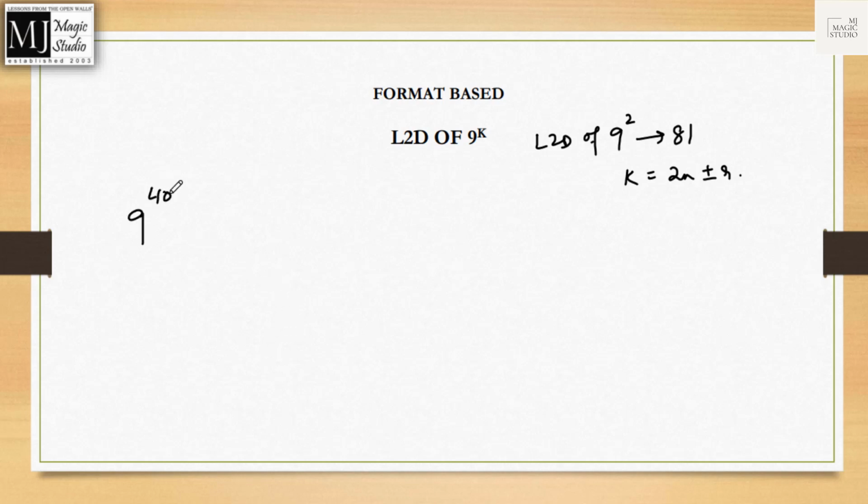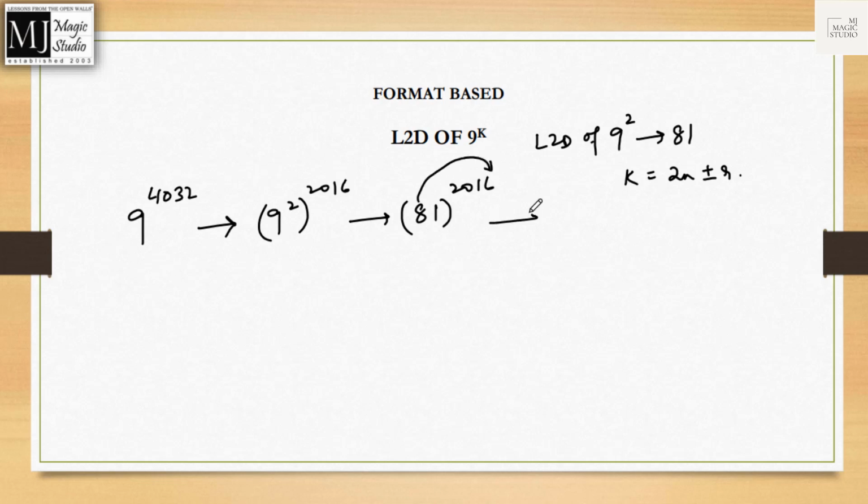Let's check some examples. 9 to the power 4032. We are looking for the last two digits. So this will be 9 to the power 2 to the power 2016. So this will be last two digits of 9 square, 81 to the power 2016. 8 into 6 is 48. Last digit is 8 and then 1. So last two digits of 9 to the power 4032 is 81. Isn't it? So you people give it a try.